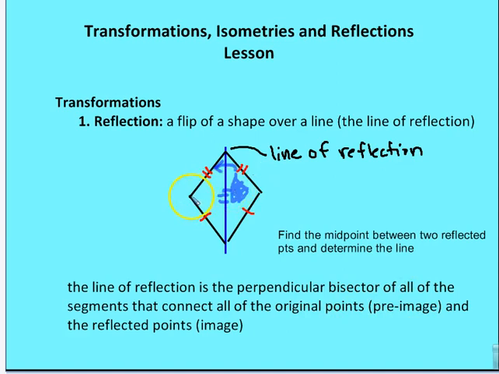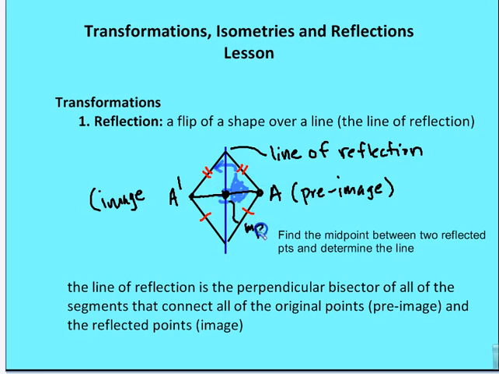So if I were to take here, let's say, point A, and I were to reflect it over the line of reflection, here's my pre-image, and I reflect A over the line of reflection to A primed. Here's my image. And if I were to draw a line that connects line segment A to A primed, I know that the line of reflection is the perpendicular bisector of this segment AA primed, which means that this point here is the midpoint.